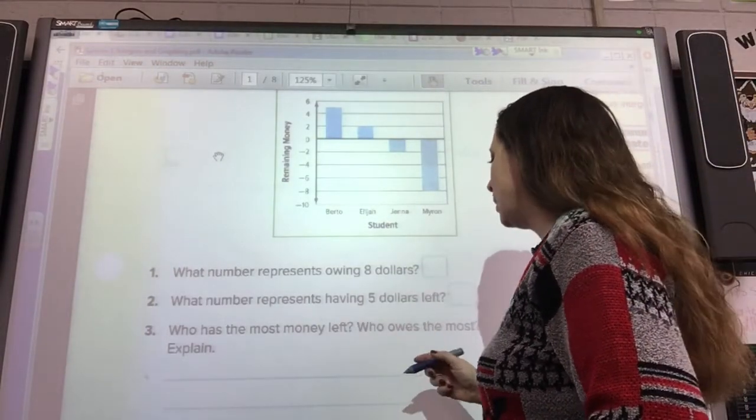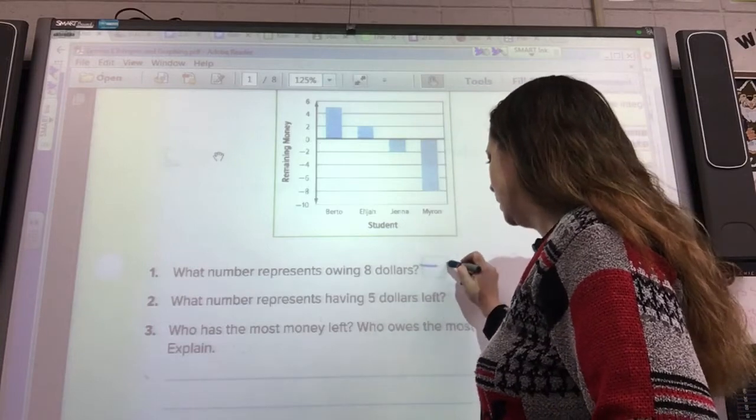So what number represents owing $8? Well, that would be negative 8.